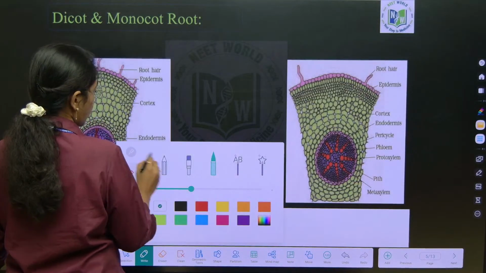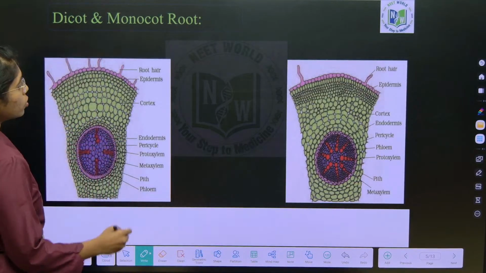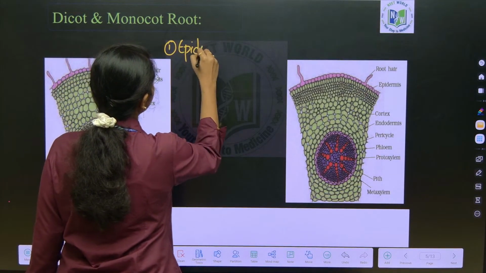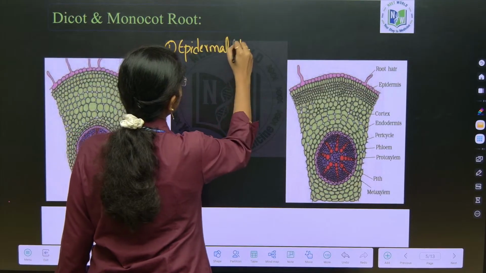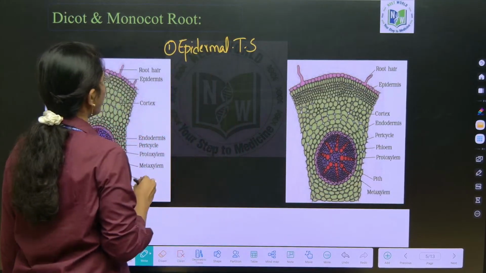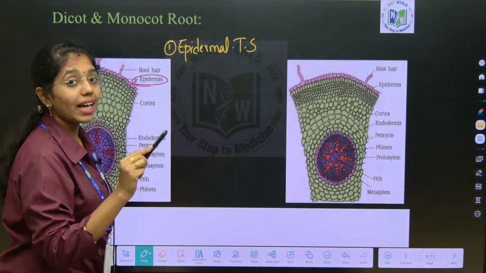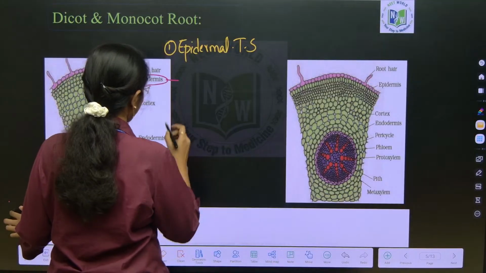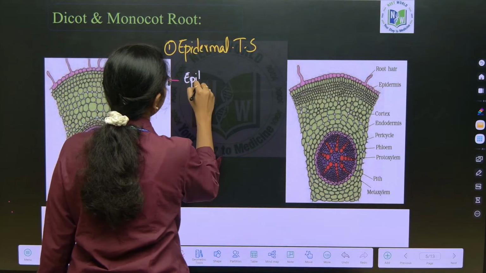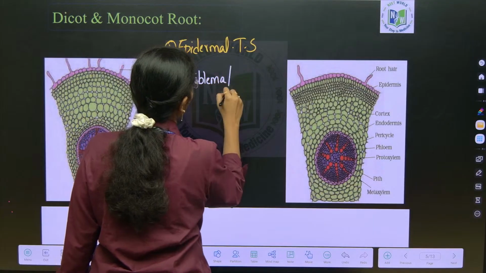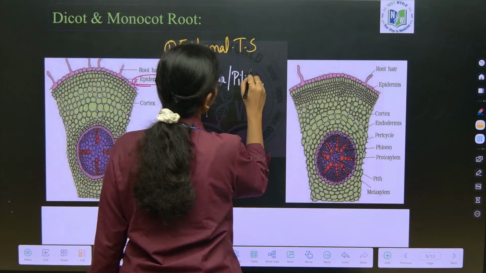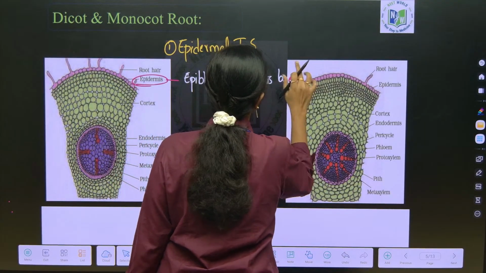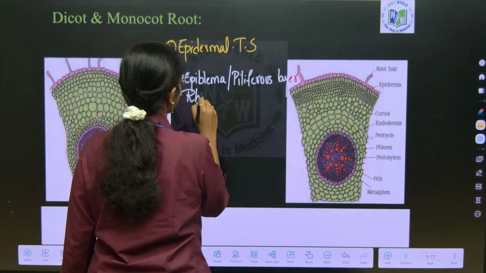So, look here. First, in dicot monocot root, first is what? Epidermal tissue system. Epidermal tissue system here includes what? Epidermis. Here epidermis is also called epiblemma or piliferous layer, or rhizodermis.